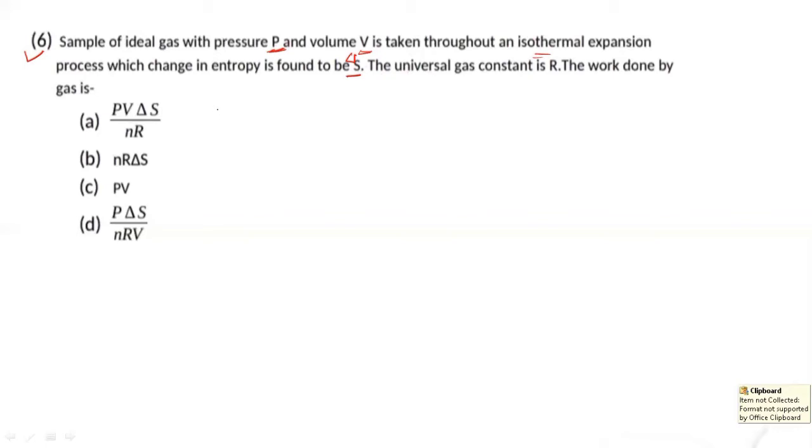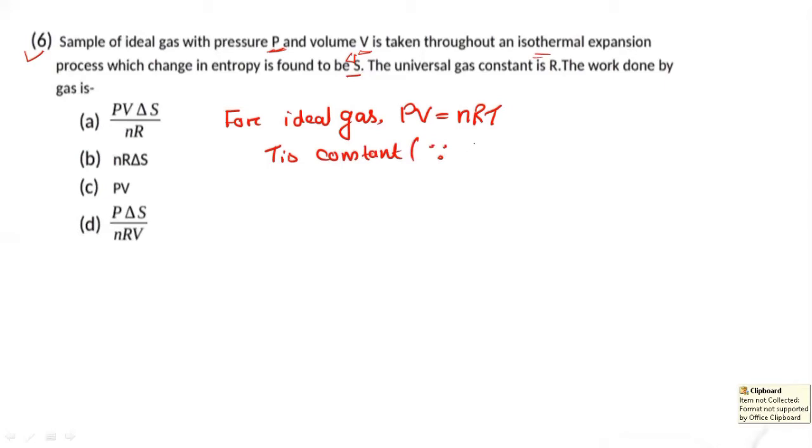So firstly, we will write the ideal gas equation. For an ideal gas, PV is equal to nRT, and here T is constant. Why is it constant? Since we have isothermal expansion.